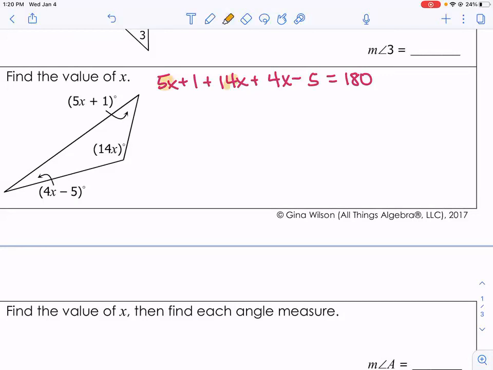5x plus 14x plus 4x. What would that be? 23x. 23. Oh, I hear 4 different answers. It's 23? Yeah, 23x. Okay. 1 minus 5 would be a negative 4. Are we okay with that equation now?